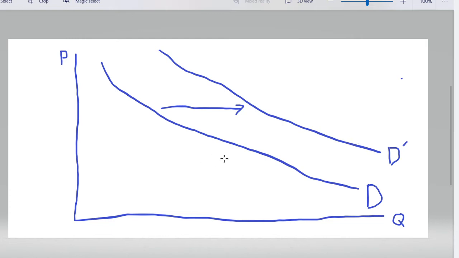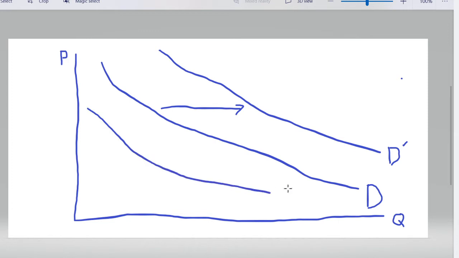A leftward shift, so this is called an increase in demand. If we move along the demand curve, that's just called a change in quantity demanded. And you'll see when we introduce the supply curve that there's a purpose and a real effect of that distinction.